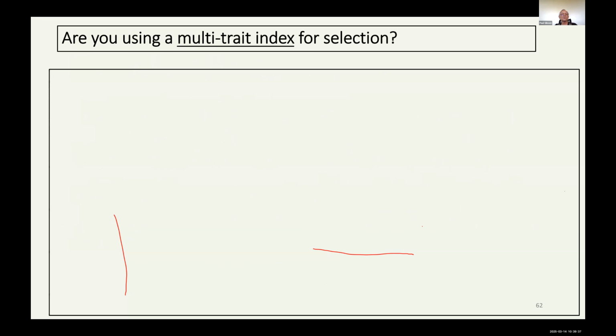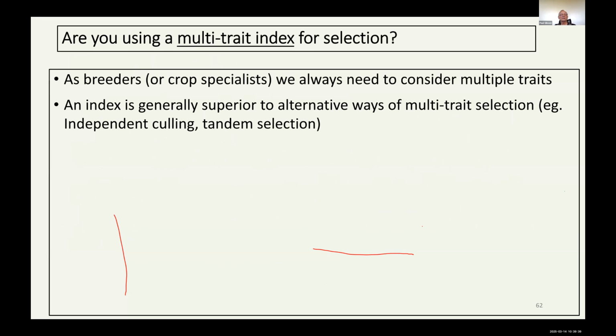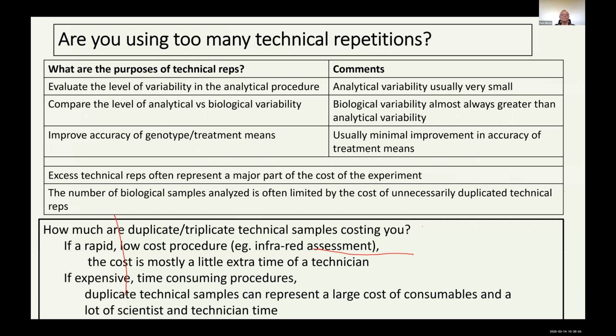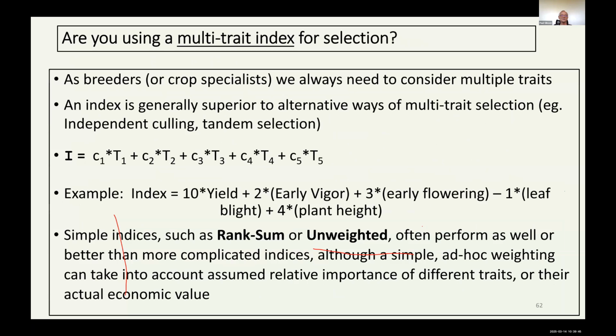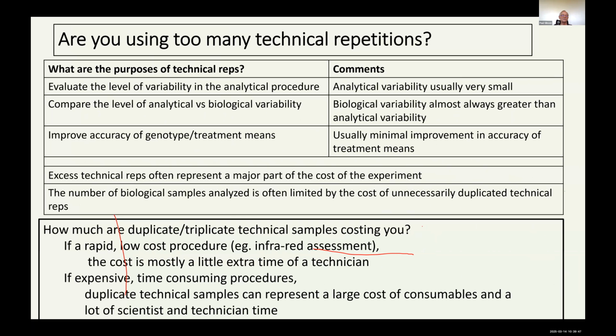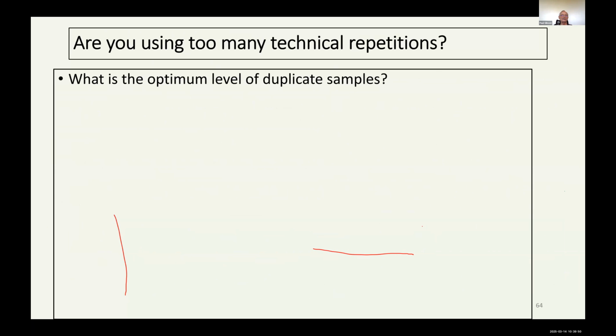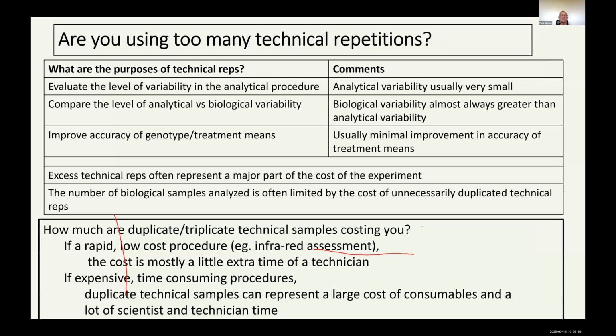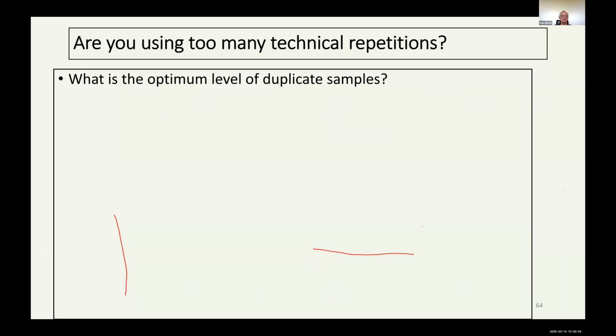I'll skip through this. We should be using multi-trait indices for selection, even simple ones. And I'll just say it, often there's too many technical reps being used. It's expensive and time consuming. So what's the optimal level?